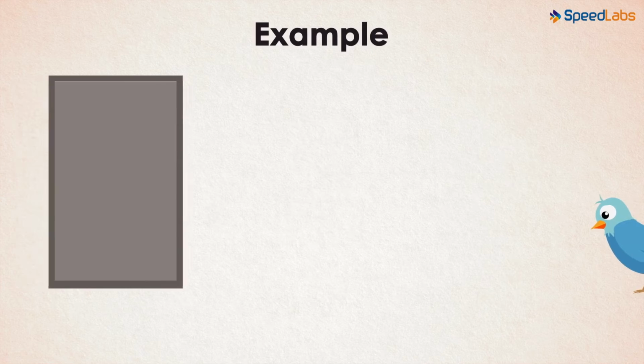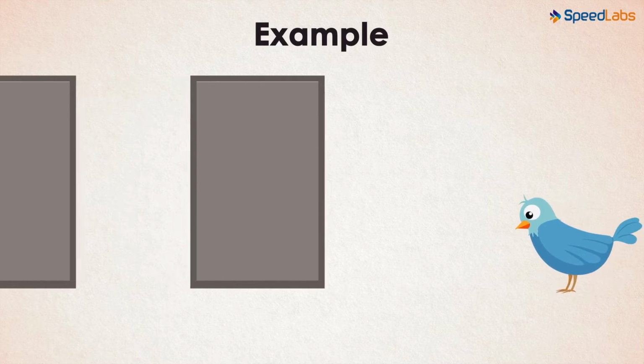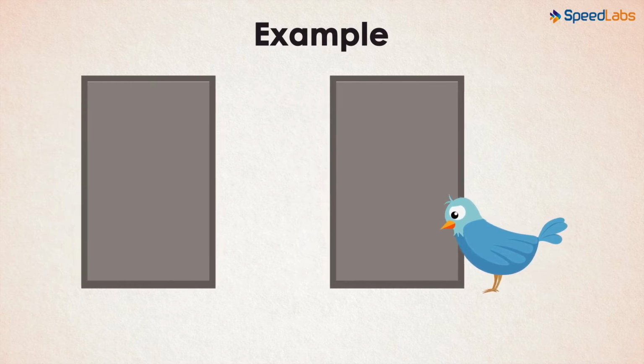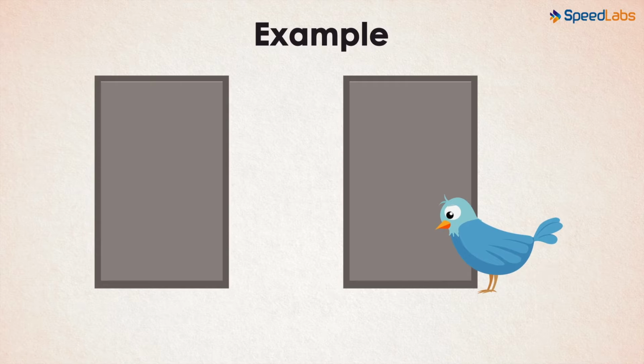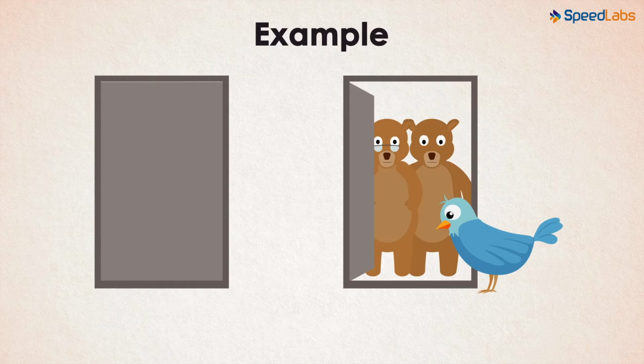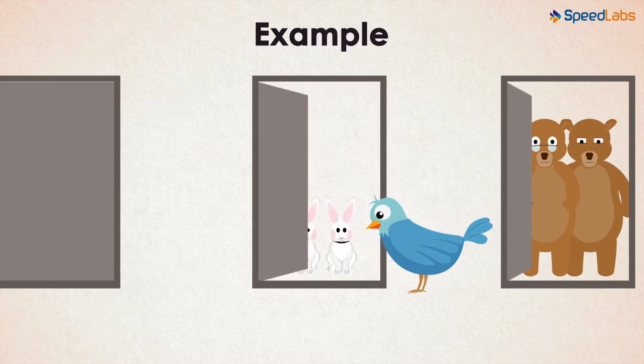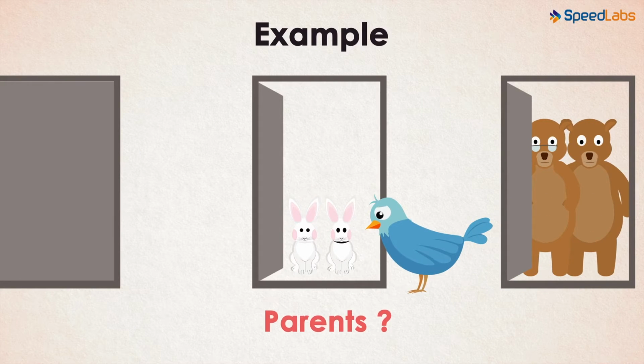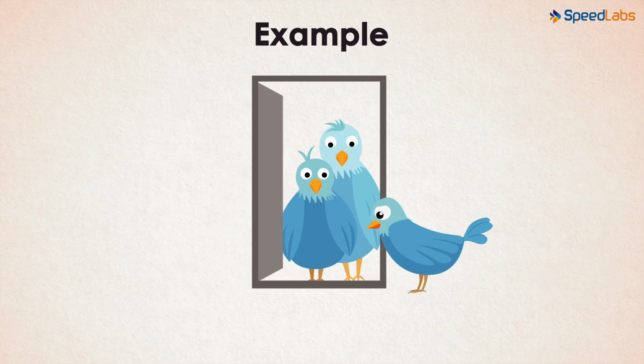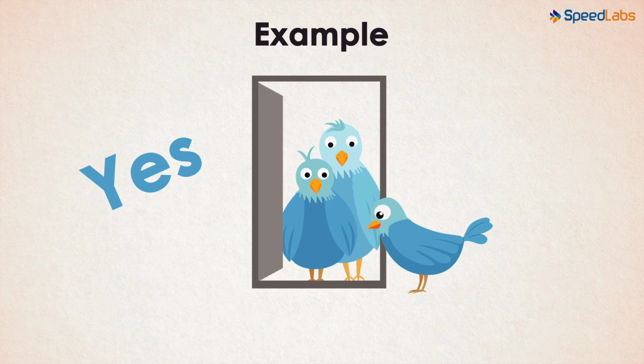Let us understand this better with an example. This is a baby of a particular species. Can you help me find its parent? Is this the mother and father of the baby? No. What about these? Are these the parents? Not quite similar though. How about these? Yes, the baby bird looks exactly like these 2 individuals.